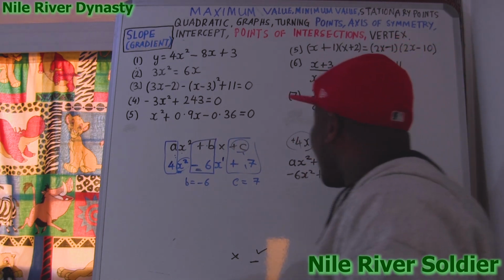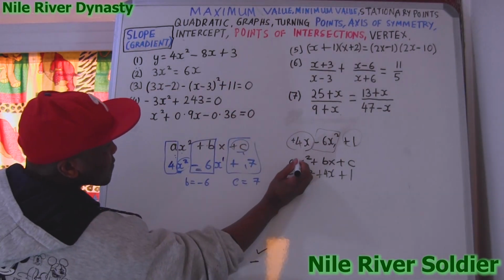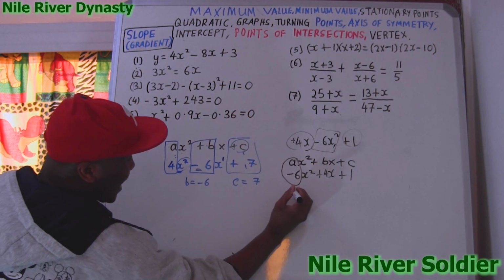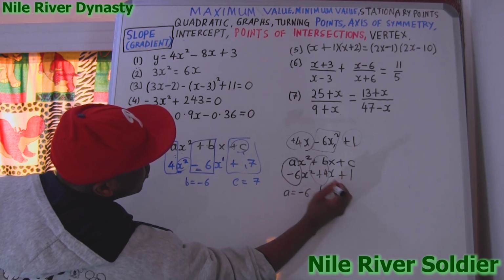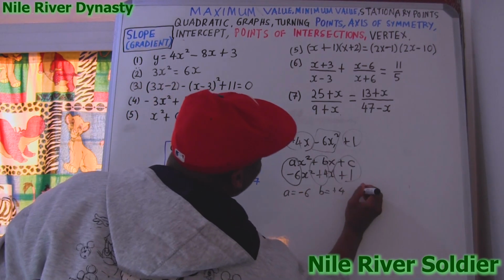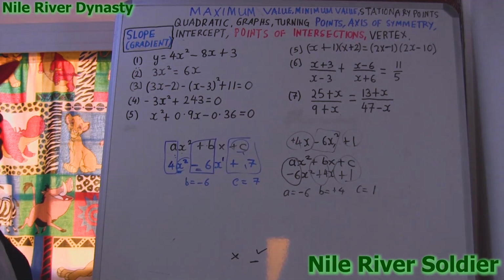So in this case, what is our a? Our a equals -6. What is our b? Our b equals +4. And what is our c? Our c equals 1. So now you need to know that.